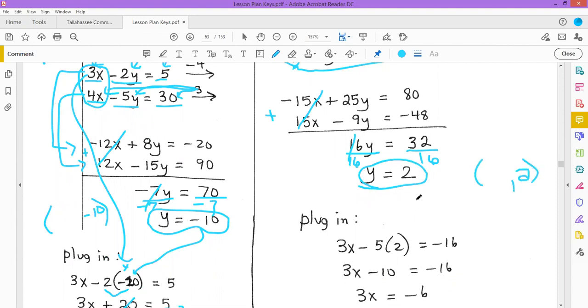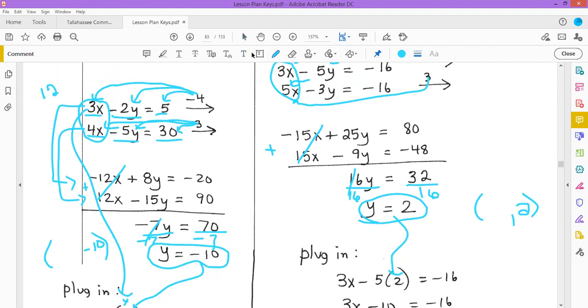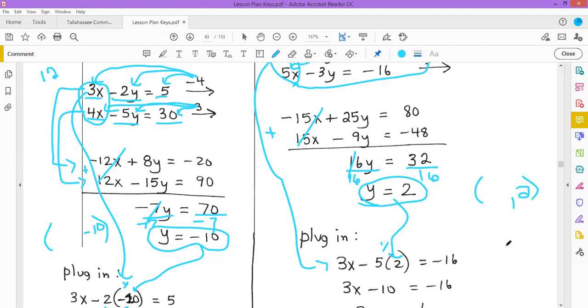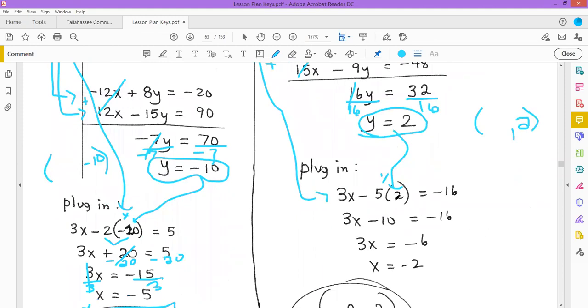We now need to substitute to get our x coordinate. And we use the original first equation, which was 3x minus 5y equals negative 16. So where y is, we substitute positive 2. We'll get 3x minus 5 times 2. 5 times 2 is 10. So 3x minus 10 on the left side equals negative 16 on the right side.